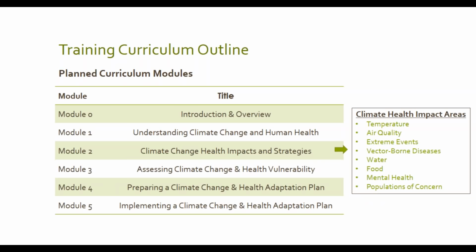So the first is Introduction and Overview. It'll be followed by a module on understanding climate change and human health, followed by another module on climate change health impacts and strategies. And that will be using a format borrowing the climate health impact areas, those 8 that you see on the right, from the U.S. Global Change Research Program. And then we'll follow up with assessing climate change and health vulnerability, preparing a climate change and health adaptation plan, and then implementing that plan.